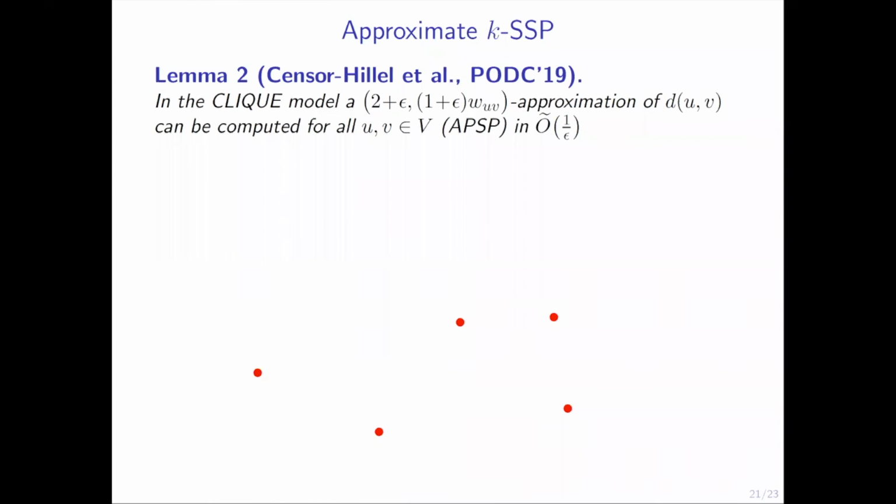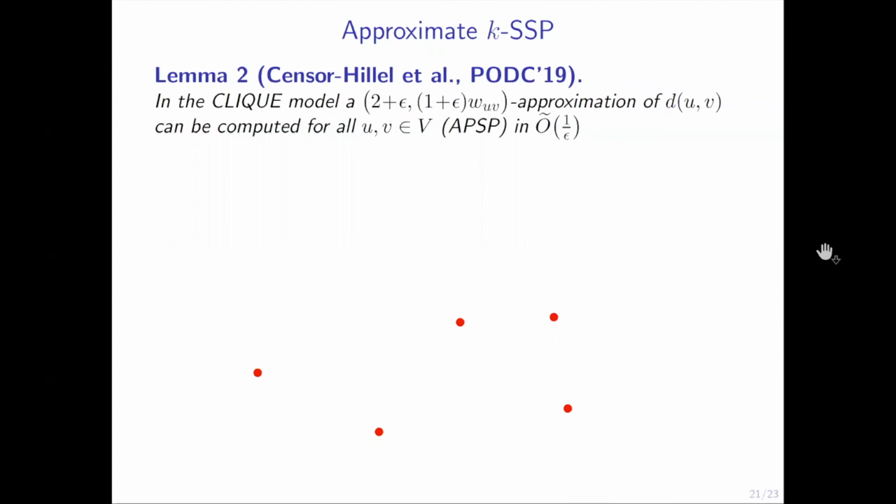So the final result I want to talk about is approximating the k-SSP problem using CLIQUE simulation. For this, we can use the following result by Censor-Hillel et al., which says that we can solve the APSP problem in the CLIQUE model with a multiplicative error of 2 plus epsilon and an additive error of 1 plus epsilon times the heaviest weight on the shortest path from u to v in roughly polylogarithmic rounds.